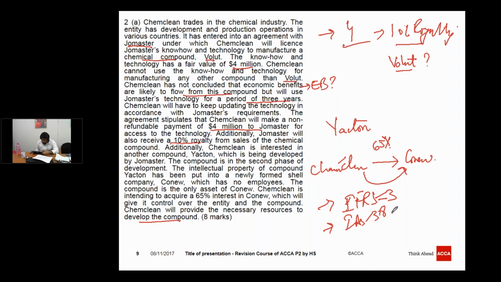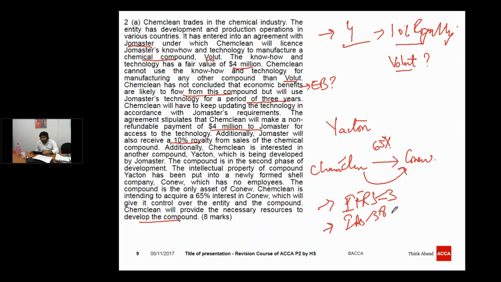And secondly, ChemClean is interested in another chemical compound, Yactone, which is being developed by Joe Master. The compound is in the second phase of development. The intellectual property of the compound has been put into the newly formed company. So the intellectual property is actually converted into the company, and ChemClean is interested in buying 65% shares of the Kunai company.